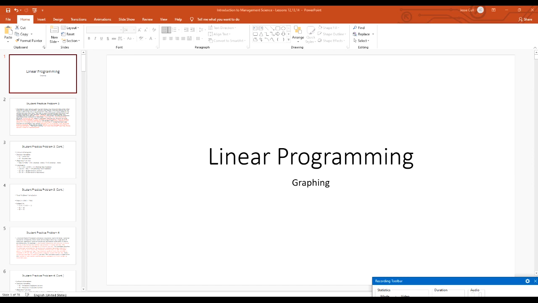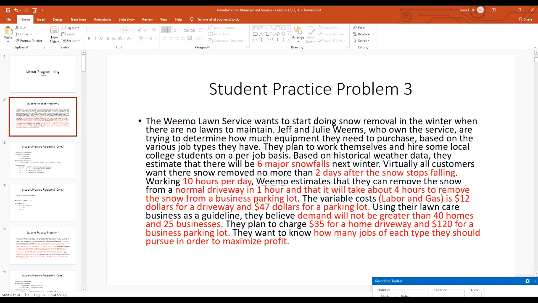Our first problem was the Wemo Lawn Care Service problem. The Wemo Lawn Service wants to start doing snow removal in the winter when there are no lawns to maintain. Jeff and Julie Weems, who own the service, are trying to determine how much equipment they need to purchase based on the various job types they have. They plan to work themselves and hire some local college students on a per-job basis.